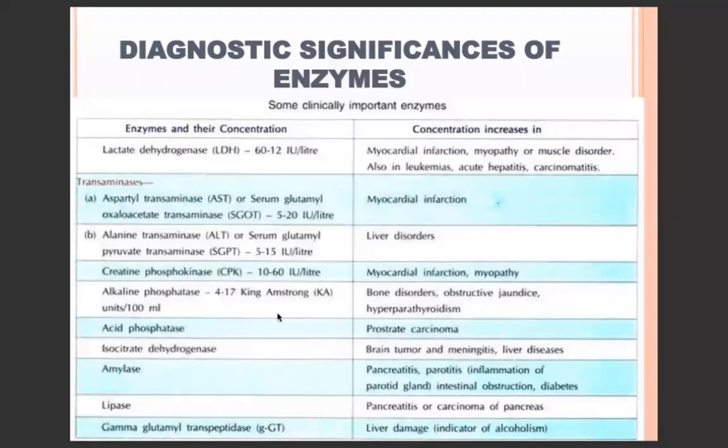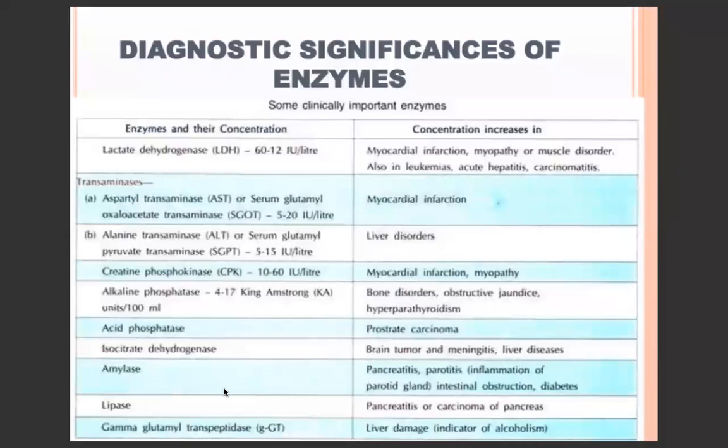Alkaline phosphatase is increased in bone disorder, obstructive jaundice, and hyperparathyroidism. Please remember acid phosphatase is increased in prostatic carcinoma. These are various enzymes and have diagnostic significance. Isocitrate dehydrogenase is raised in our body due to brain tumor and meningitis, and also due to liver disease.